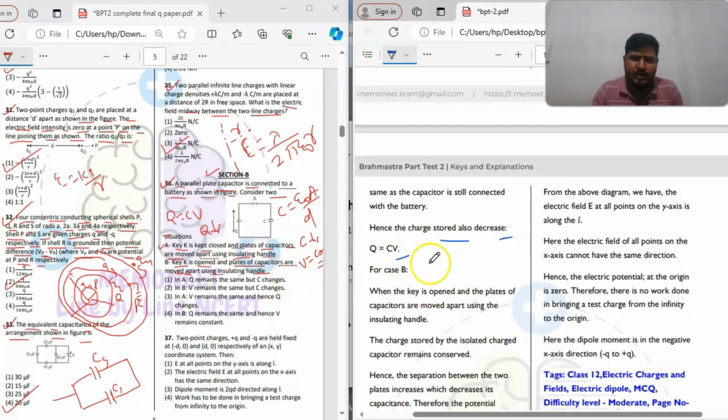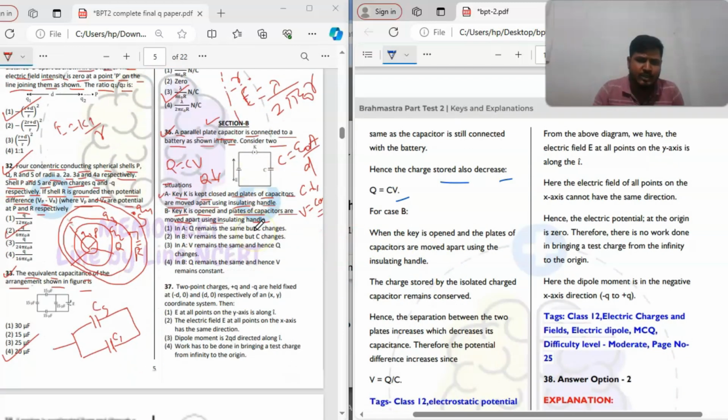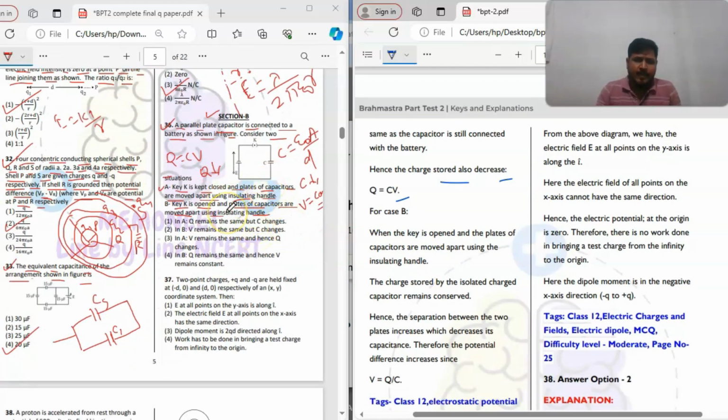Now for case 2, the key K is opened. After charging the capacitor, the key K is opened. Now what will happen? The charge will remain the same, because whatever charge the capacitor has, after disconnection from the battery, the charge will remain the same. This is the first condition. In this condition Q remains the same, that is, it is conserved.